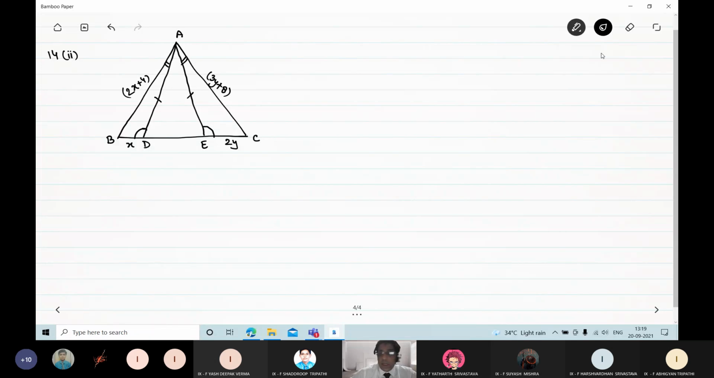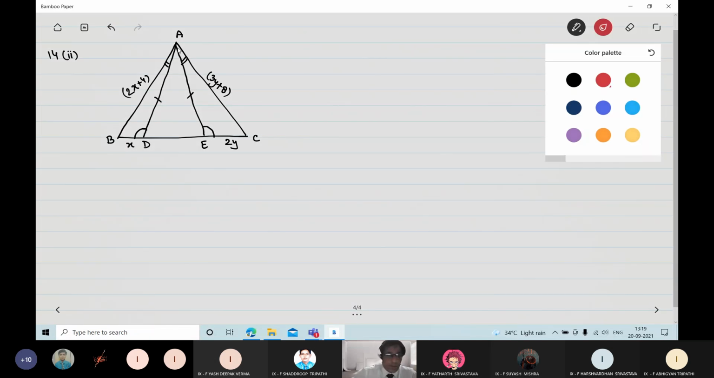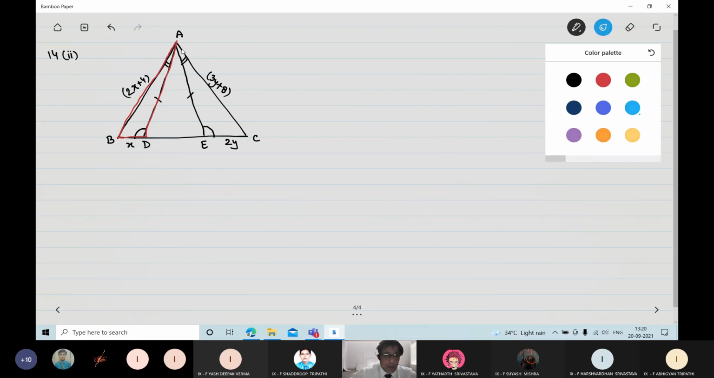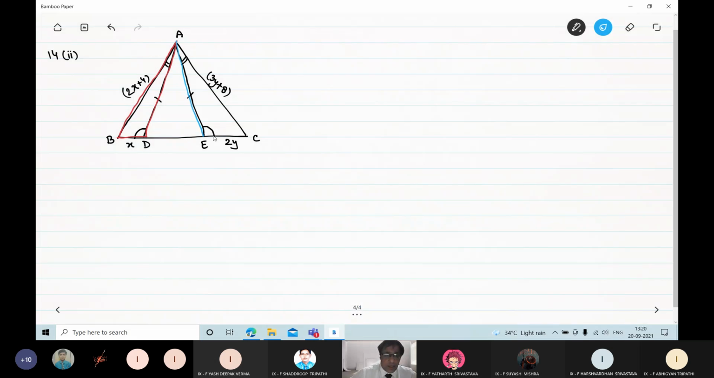So children, if I take these two triangles, in triangle ABD and in triangle AEC, we know that this angle is equal to this angle, given. This angle is equal to this angle, again given, and the side is also equal. So we can say these two triangles are congruent by the angle side angle axiom. So there's nothing much to do.